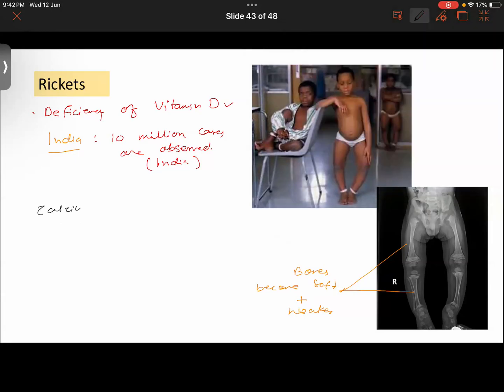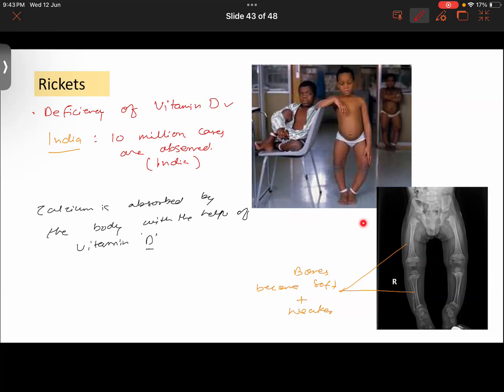Calcium is absorbed by the body with the help of vitamin D. So if your body lacks vitamin D, the body of the person won't be able to absorb calcium. Hence it leads to a condition called rickets.